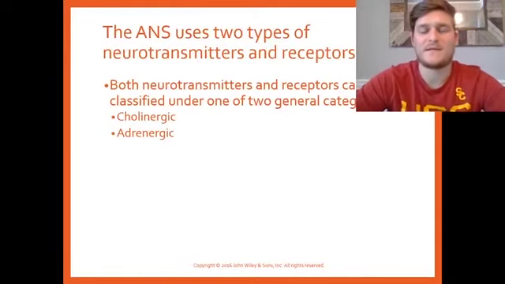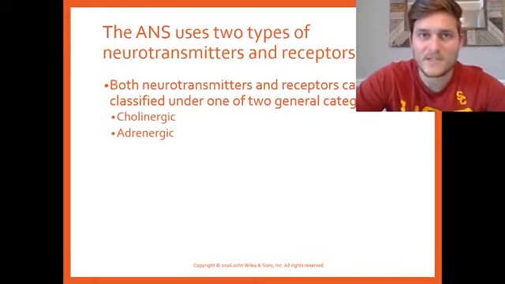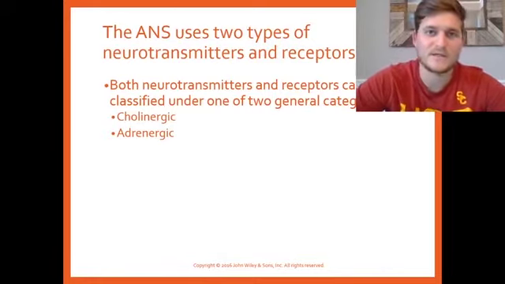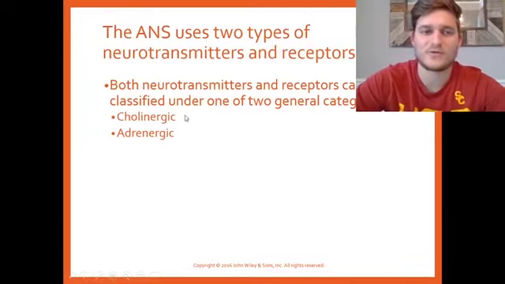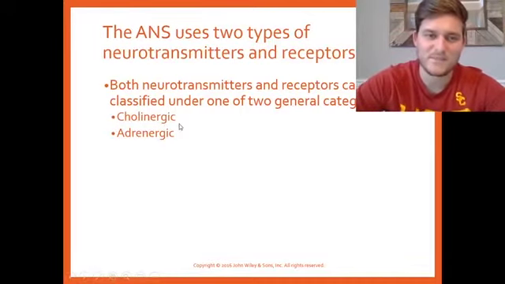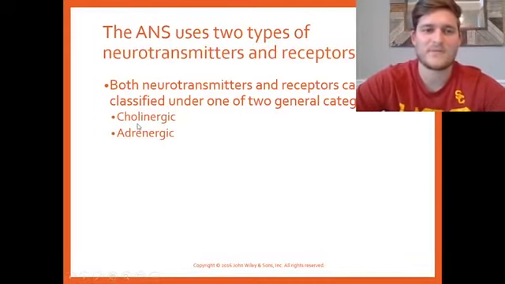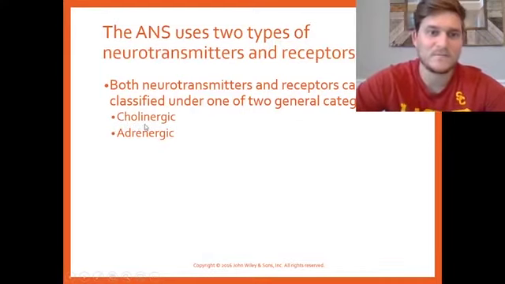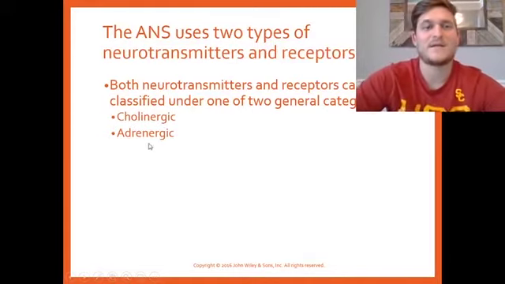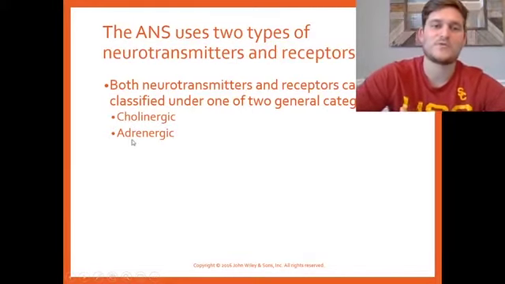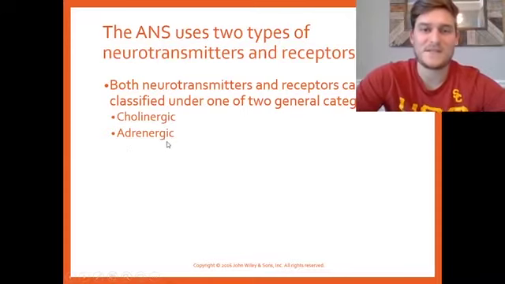We classify the neurotransmitters and the receptors of both divisions of the autonomic nervous system by cholinergic and adrenergic. And so cholinergic is going to be the neurotransmitters and receptors of the parasympathetic division, and that stems from the choline comes from the acetylcholine neurotransmitter and its receptors. And then adrenergic, so you're going to see here the adrenaline. So that's the receptors, neurotransmitters, and hormones of the sympathetic division.